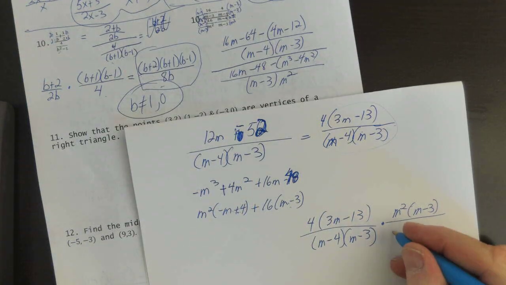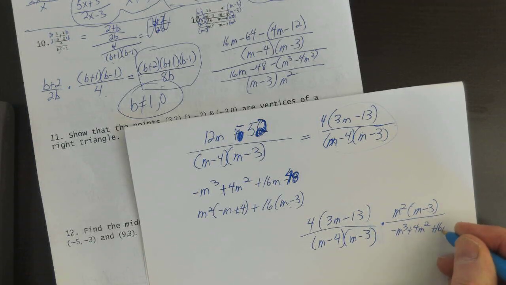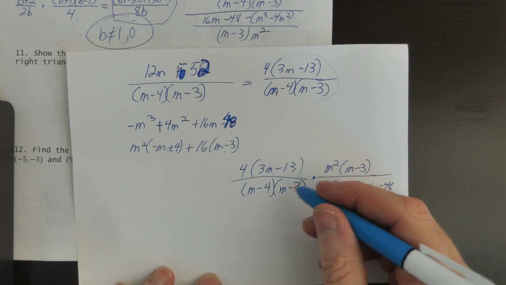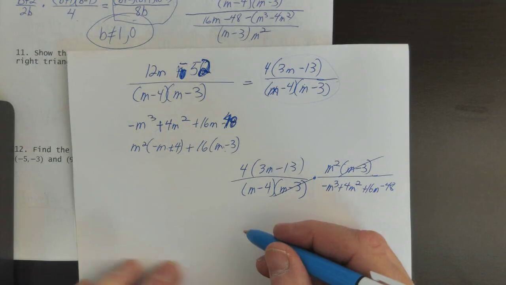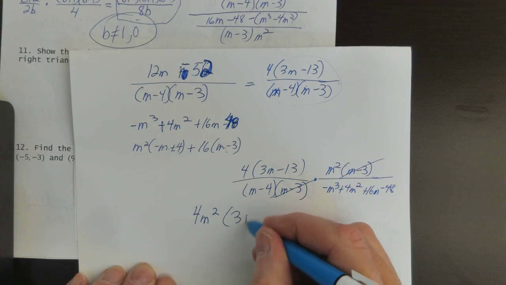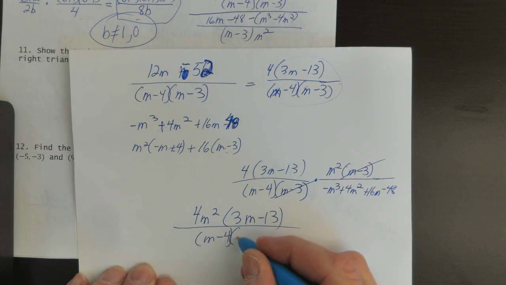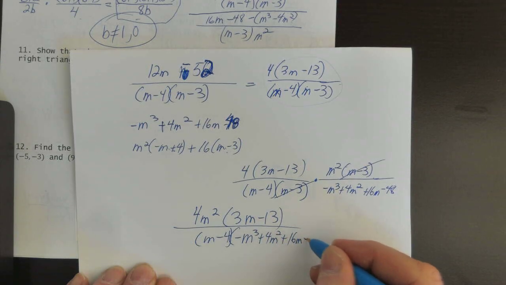And I'm just going to write negative m cubed plus 4m squared plus 16m minus 48. Boy, it looked like it would almost factor, but it didn't, according to my work here. So that is canceling, and that looks to be about it. So when I write my final answer, I'm going to write 4m squared. I'll put these two together, times 3m minus 13 over m minus 4 times negative m to the third plus 4m squared plus 16m minus 48.